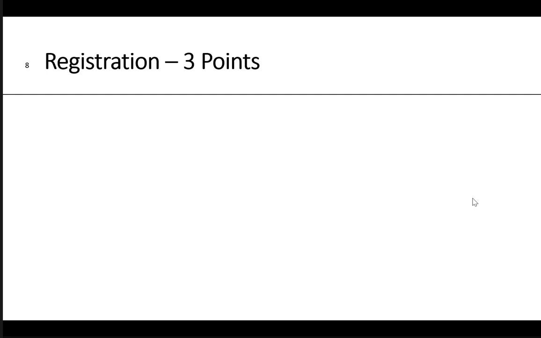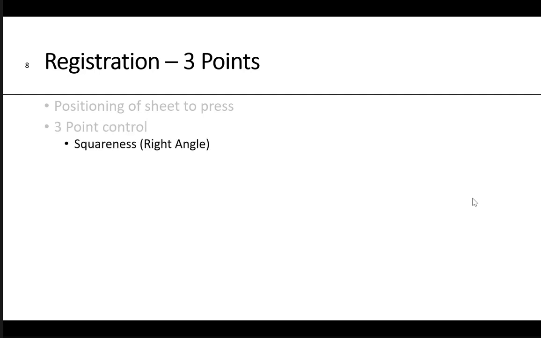The next system on a printing press would be the registration system, and it consists of three points. So the positioning of the sheet to the press is registration. Three-point control means you have to form a right triangle, a right angle. It has to be perpendicular, so we're talking about squareness. So squareness needs to define two edges, and you do that with three points.